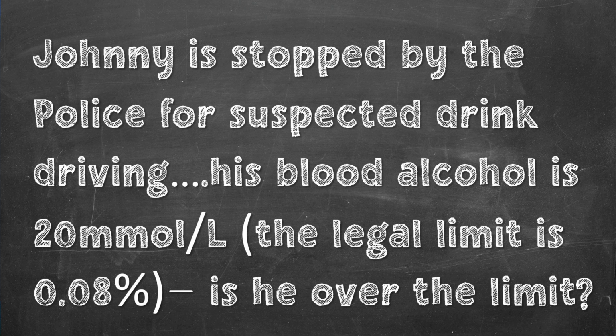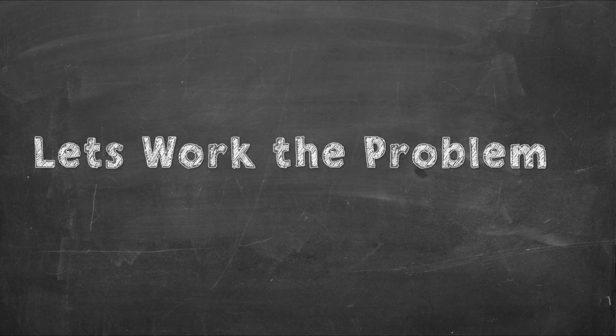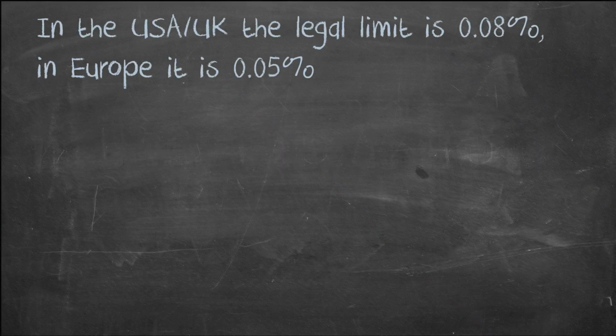Johnny is stopped by the police for suspected drink driving. His blood alcohol is 20 millimoles per litre. The legal limit is 0.08%. Is Johnny over the limit? Let's work the problem. In the USA and the UK, the legal limit is 0.08% ethanol per 100 grams. In Europe, it is 0.05%.